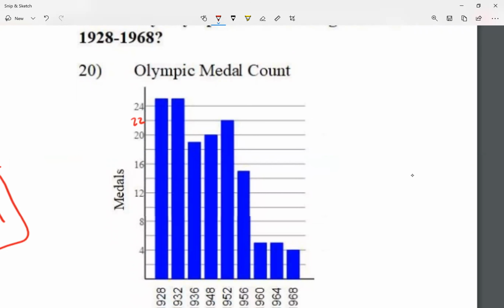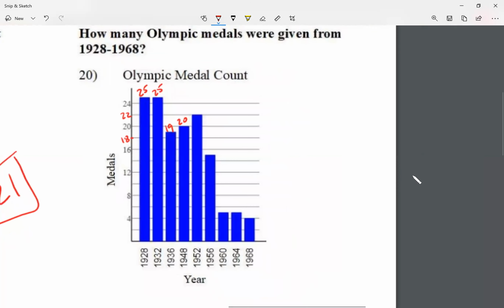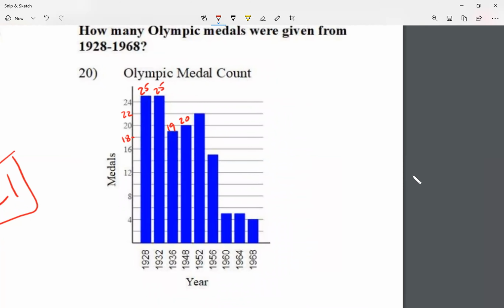So it seems like each line I'm counting by twos. Now 24, they didn't go a complete line. So I'm going to say the first bar goes up to 25. The second bar goes up to 25. Now I'm going to say this is 18. Now the third bar, it's in between 18 and 20. So I'm going to call that 19. And then this one is 20, and so on and so forth. So I can see the values of each bar.